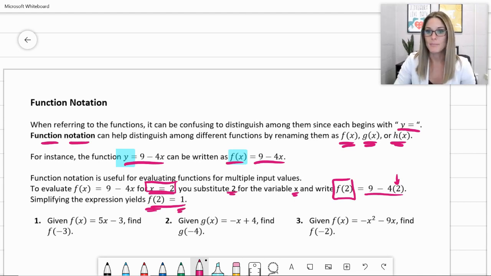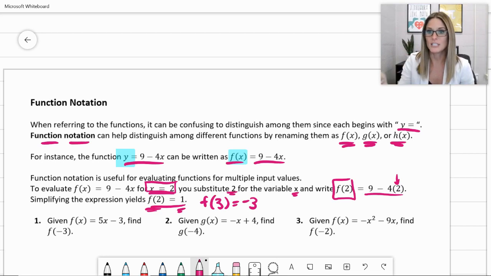Or another example, if I had plugged in 3, I could write f of 3. When I plug it into that function, 9 minus 4x, it equals negative 3. And so you could keep going. You could keep listing different inputs and your outputs, and then somebody could come and say, oh, when they plugged in 2, they got 1. When they plugged in 3, they got negative 3.